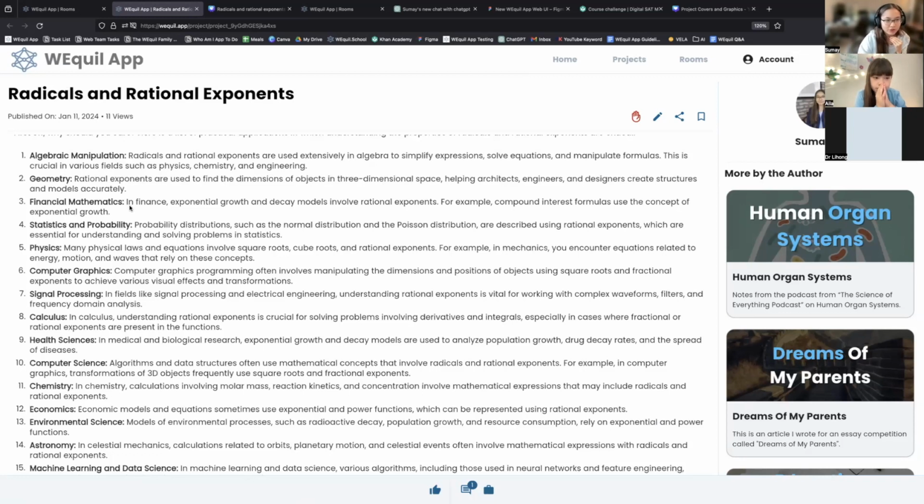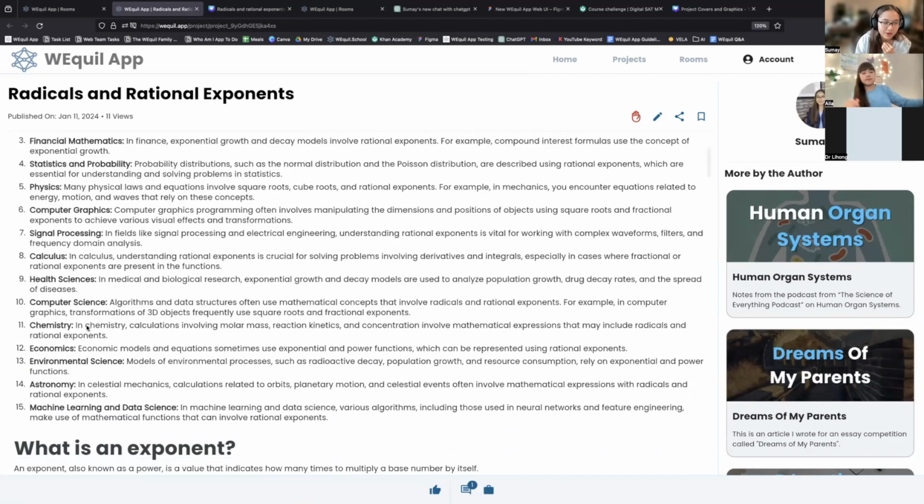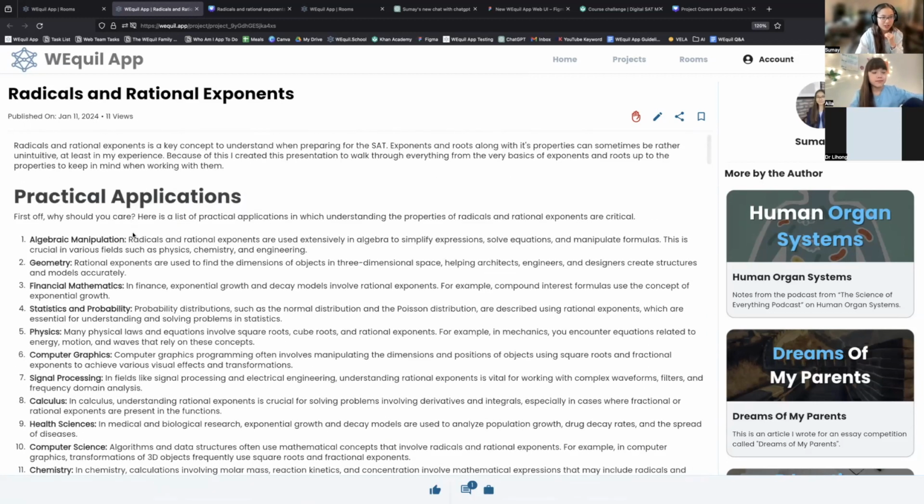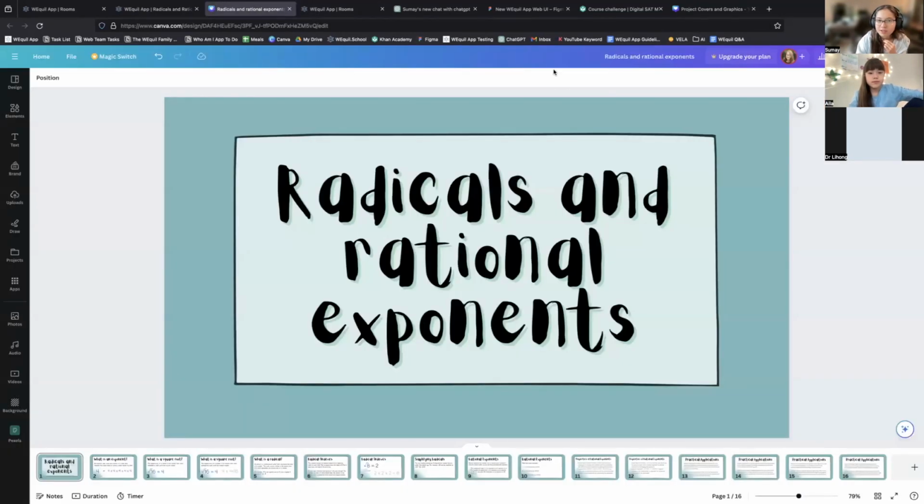Then there's also financial mathematics with exponential growth and decay models, which involve rational exponents, such as compound interest formulas that use the concept of exponential growth. There are also computer graphics, which can be the same as geometry, since in some cases you're creating a 3-dimensional space. And there's a bunch of other ones you can look through within my project that I shared in the math demo too. But we can just jump right into it here.